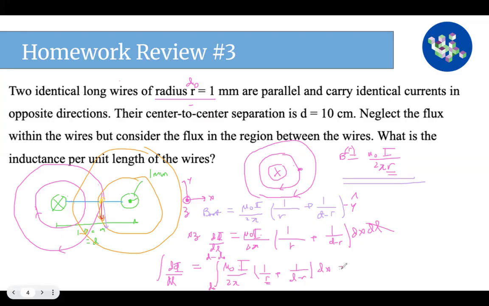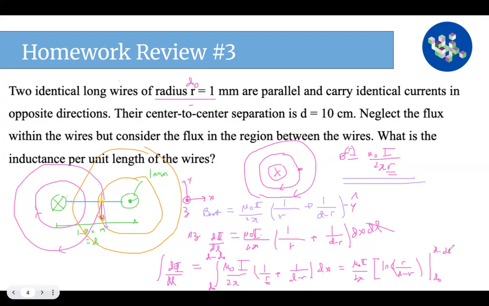Once you do the integral, it's a pretty simple integral, so it will be equal to mu 0 I divided by 2 pi on the outside. What we're getting on the inside is natural log of r minus natural log of d minus r. So let's rewrite that as natural log of r over d minus r, and then our integrating boundaries will be from d0 to d minus d0.